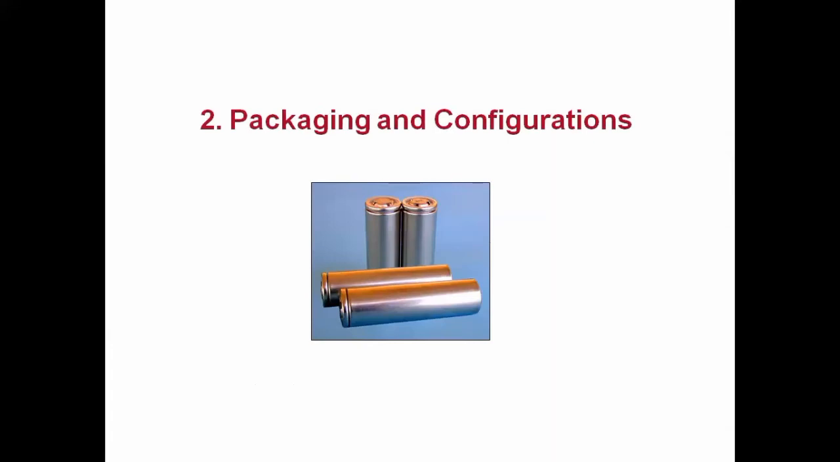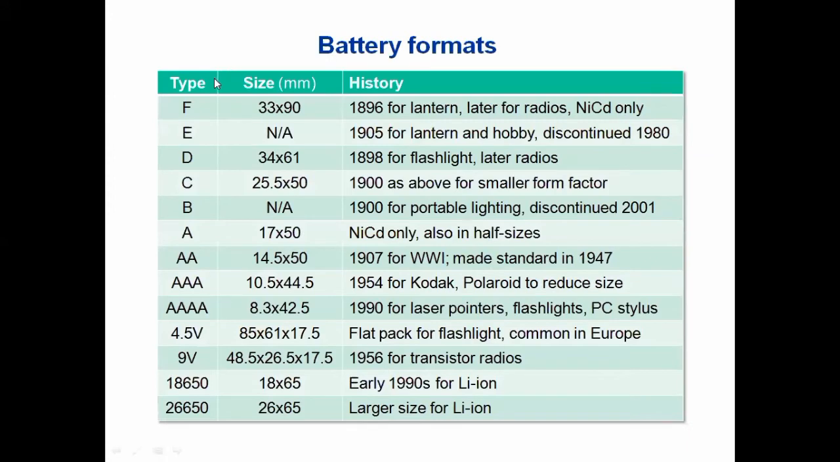So packaging and configuration of the batteries. Battery types. There are various batteries. Types are F, E, D, C. So based on the size, we can classify the batteries into F, E, D, C, AA, AAA, 4.5 volt battery, 9 volt battery, 18650, 26650. So in this way, we can categorize the battery formats. The size is 33 by 90 for F-type batteries. Different sizes for various batteries.